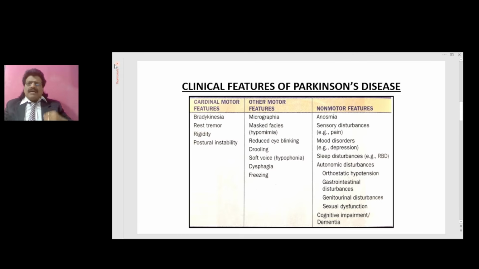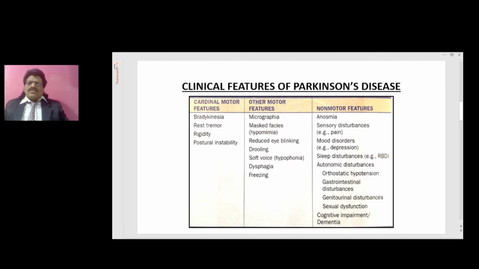But when the lead pipe rigidity is superimposed with tremors, we call that cogwheel rigidity, and it is very classic of Parkinson's disease. So when we check the tone, it comes like this, like a cogwheel. A lead pipe rigidity superimposed with tremors. So tremor, rigidity.